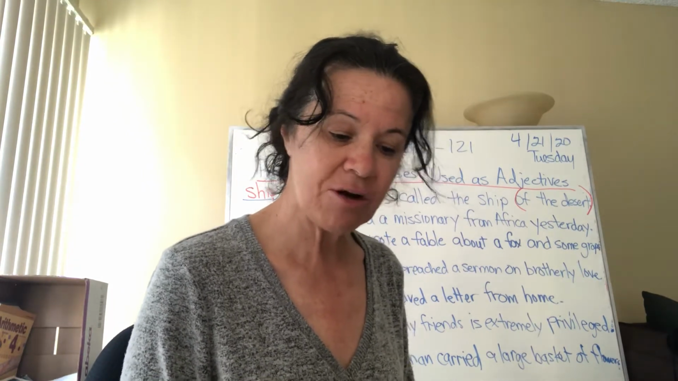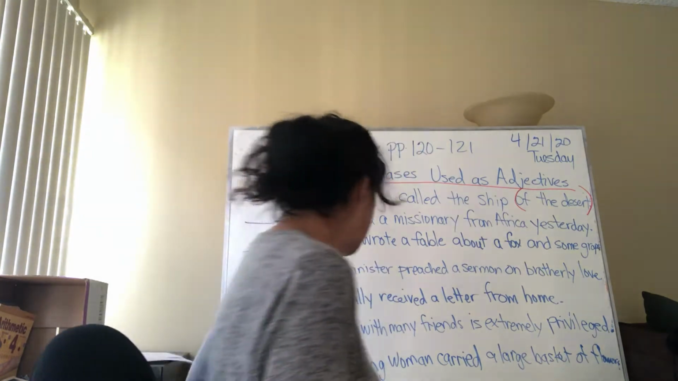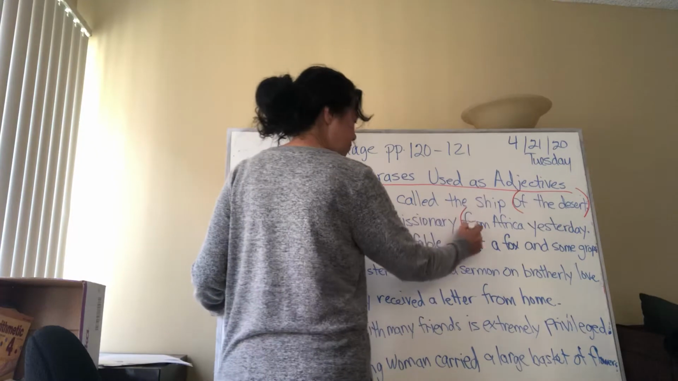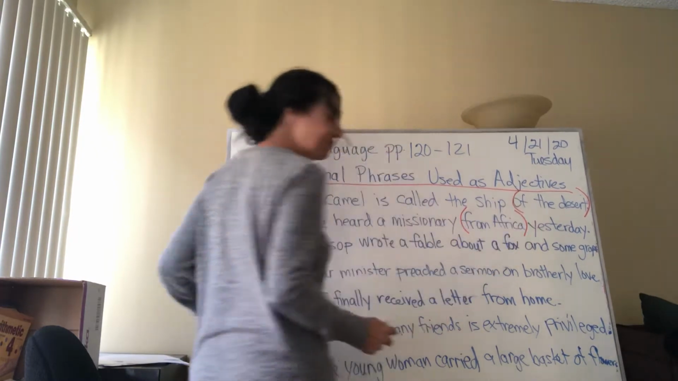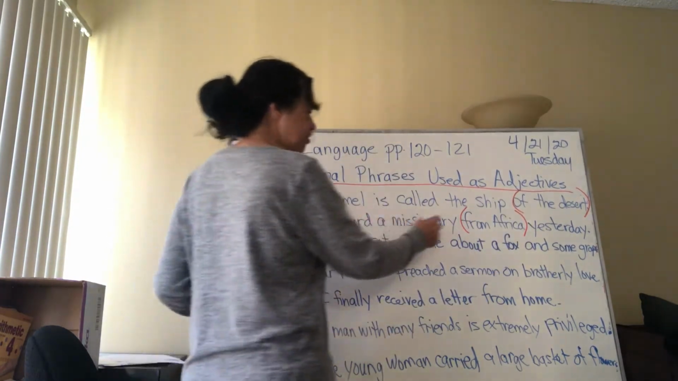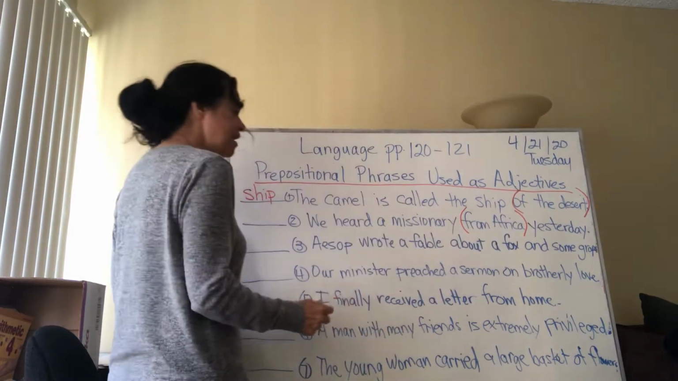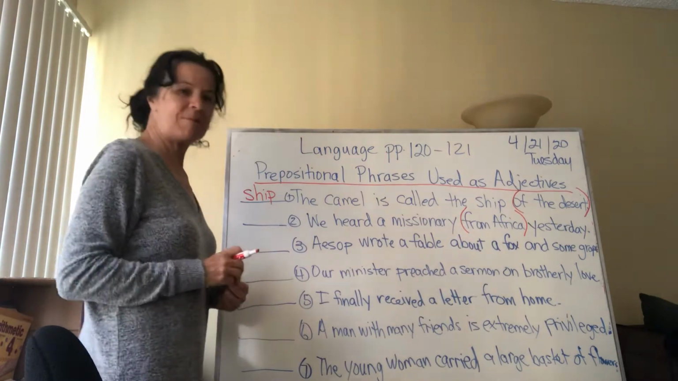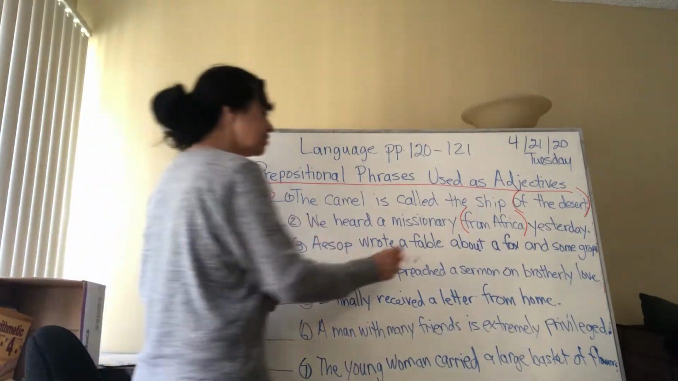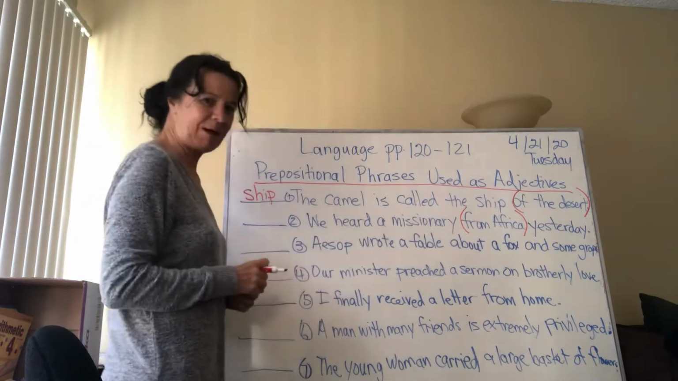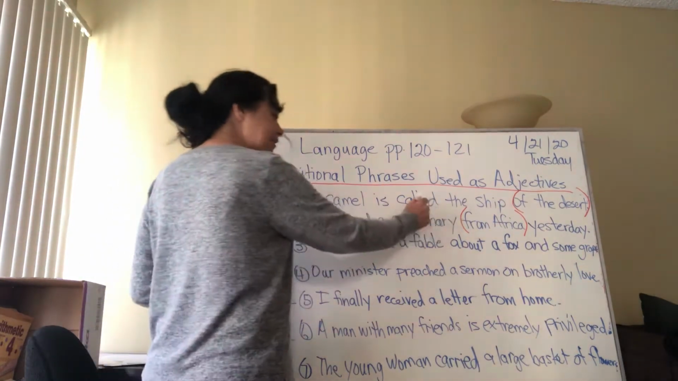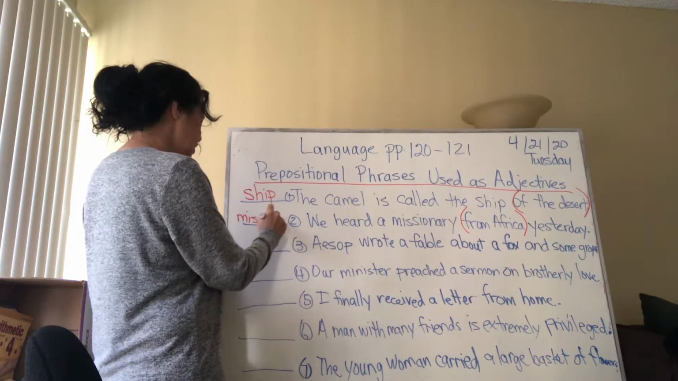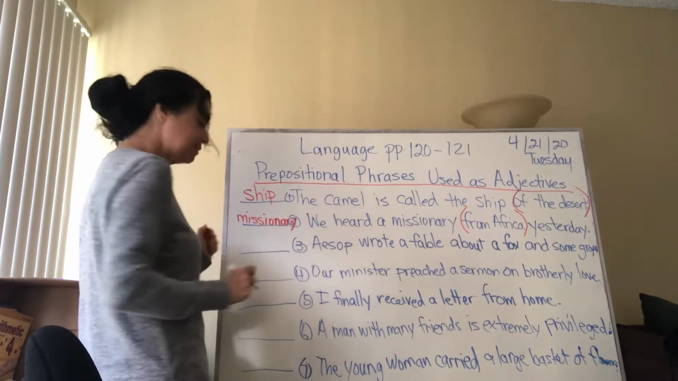We heard a missionary from Africa yesterday. So we heard a missionary from Africa. I see my preposition from. I see my object, Africa. And so who or what are they talking about from Africa? What noun is from Africa giving me details about? And we see, obviously, that it's the missionary from Africa. So I would write missionary in the blank.